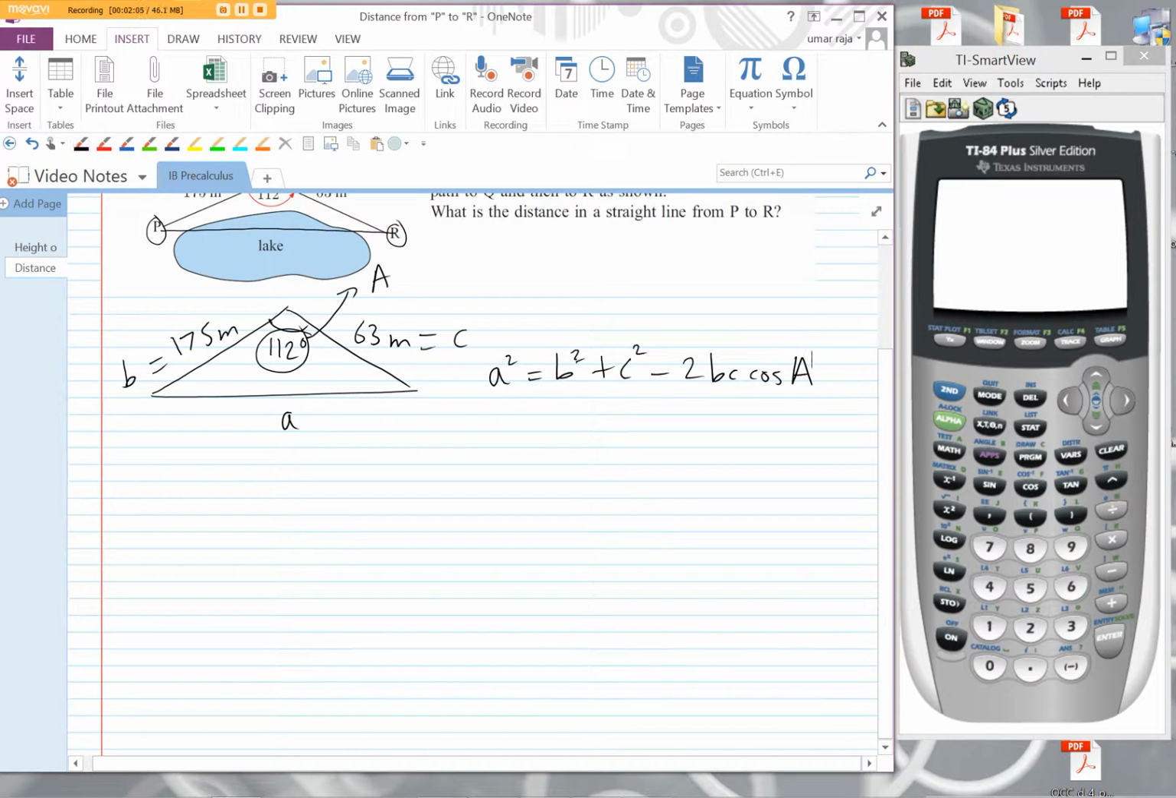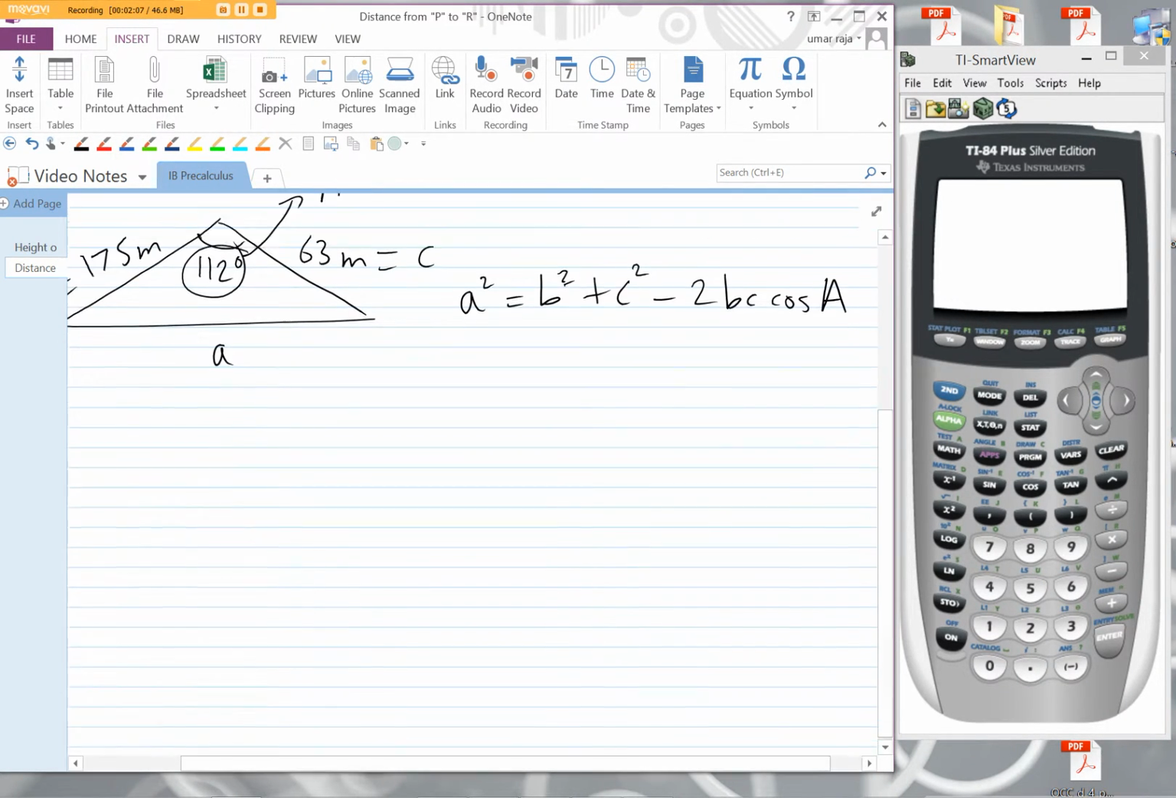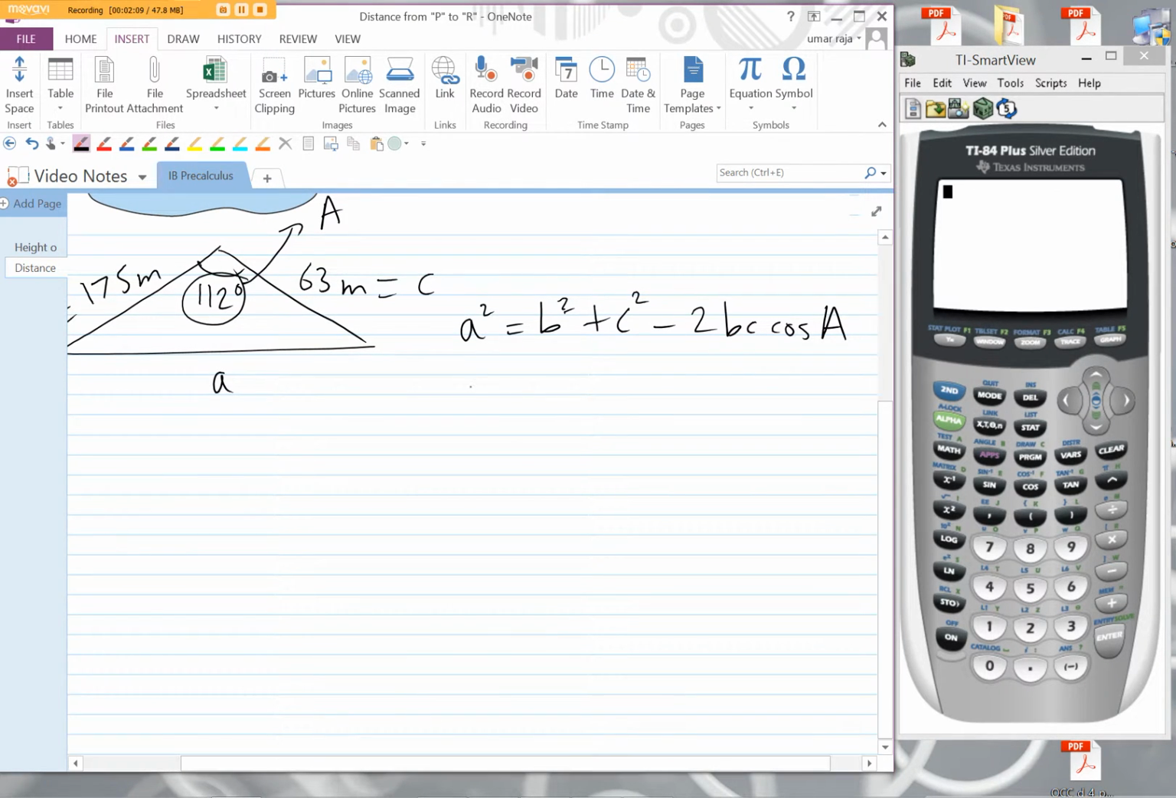Let me zoom in a little bit on this. Since we're solving for A, we're not going to plug anything in for this. We've already decided that side B is equal to 175 meters. Some people like to plug the units in; I like to leave them out and put them in at the end of the calculation. If you were to plug them in, that would be 175 meters in parentheses, squared, but that's just personal preference. Plus, the side we're calling C happens to be 63 meters.